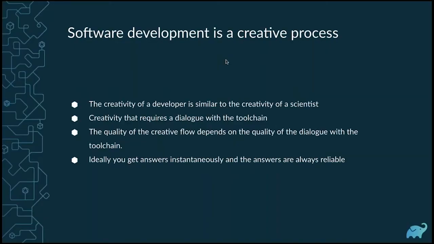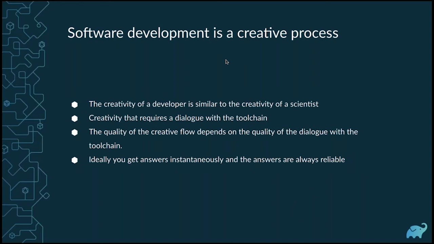And for software developers and software engineers, it's similar, but the dialogue is with the tool chain. So our hypothesis is a code change, and then we ask the tool chain, which means the compiler, checkstyle, unit tests, performance tests, integration tests, or the running software itself. We need the feedback to see whether this code change is doing the right thing.